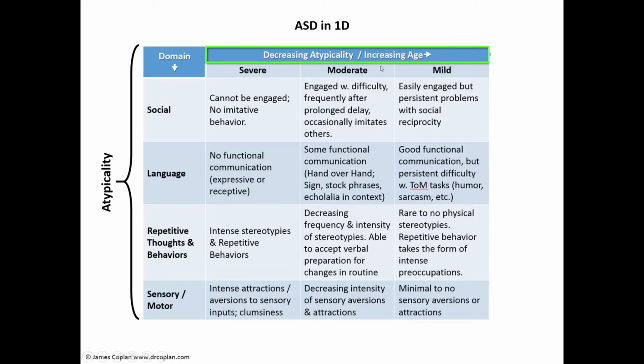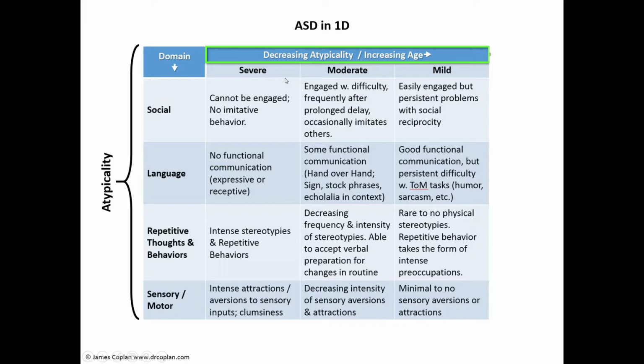And remember, across the top, what we have here is either decreasing atypicality or increasing age, because both are true. At the youngest point in time, typically at the time of initial diagnosis, the symptoms may be very markedly pronounced. And then as time goes along, a lot of things improve. This TOM over here, by the way, stands for theory of mind, and we'll get to that in a subsequent post. But things go from severe to moderate to mild.